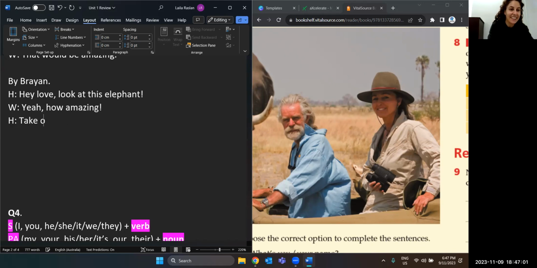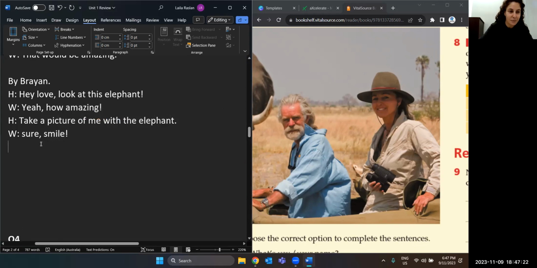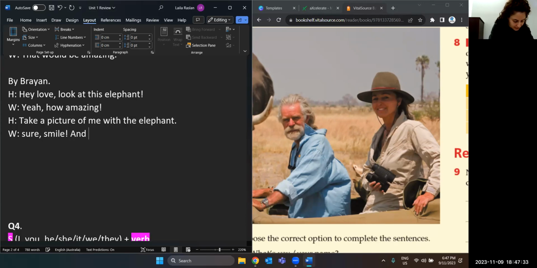So that's good. Take a picture of me with the elephant. Yeah, take a picture of me with the elephant. And the wife says, "Of course," or "Sure." It's more sure. Okay. Smile. Good. We learned that today in this unit. Smile. And then the wife says, "Sure, smile. And I want a photo of us too."